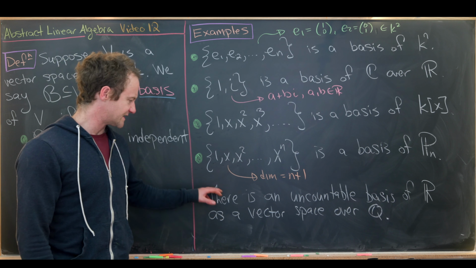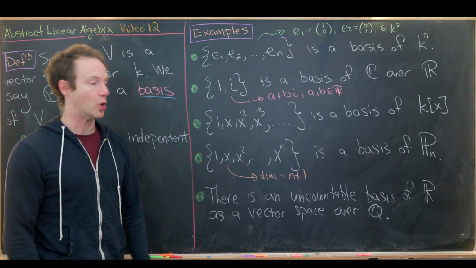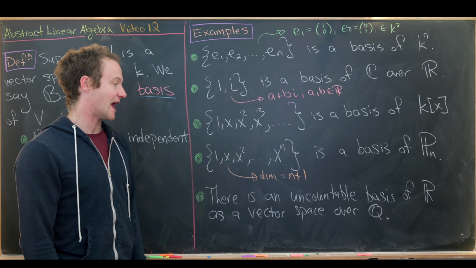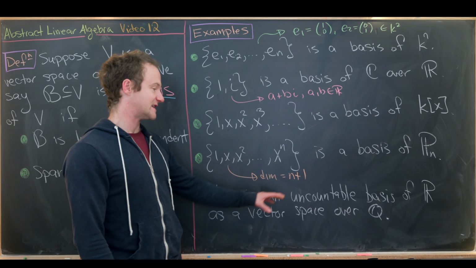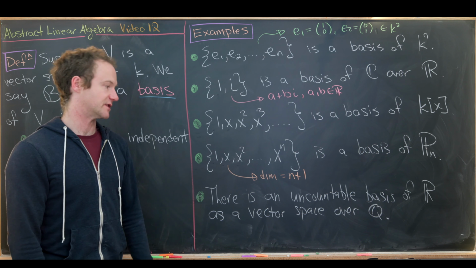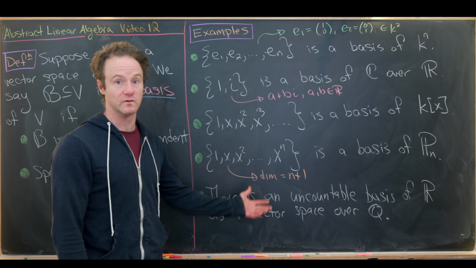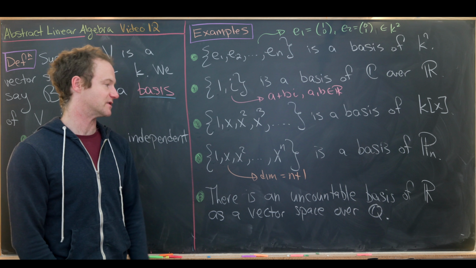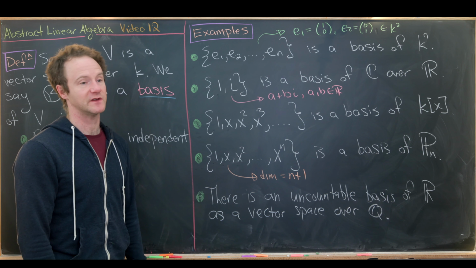And then an esoteric example down here, which is outside of the scope of our goal here. There is an uncountable basis of the real numbers viewed as a vector space over the rational numbers. Uncountable means we can't list this out in any reasonable way. But I just put this here for a nice bit of trivia.